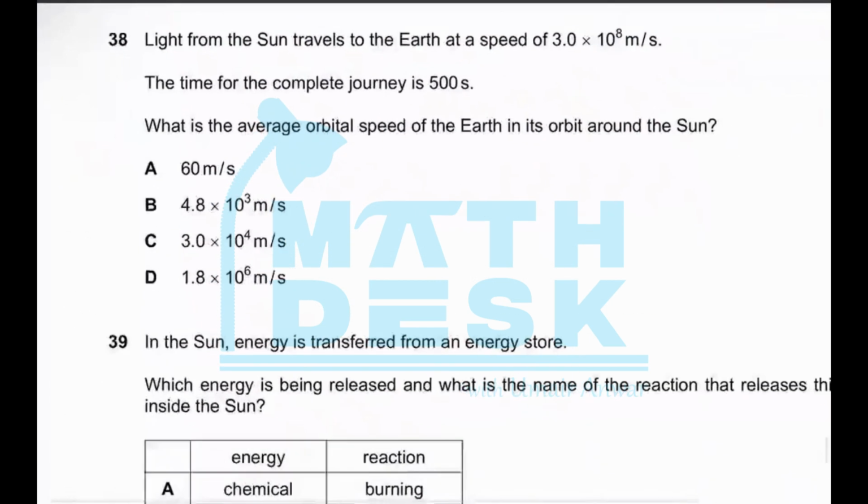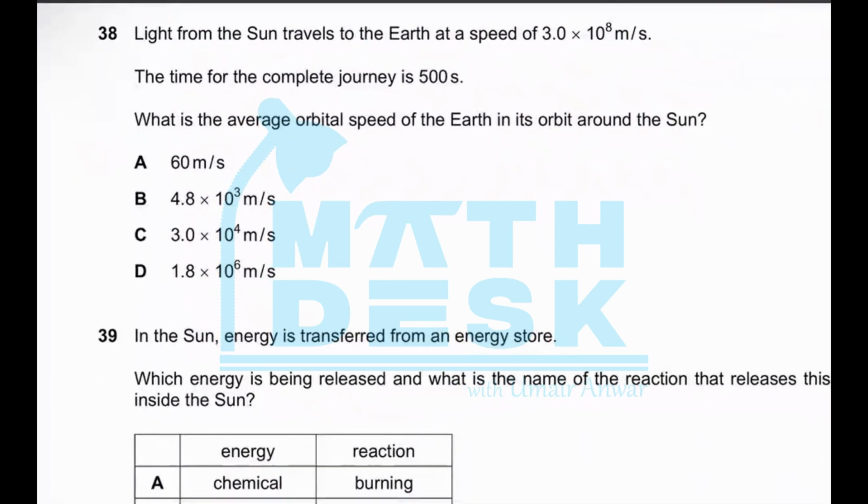Okay, question number 38. Light from the sun travels to Earth at a speed of 3.0 × 10^8 meters per second. The time for the complete journey is 500 seconds. What is the average orbital speed of the Earth in its orbit around the sun?